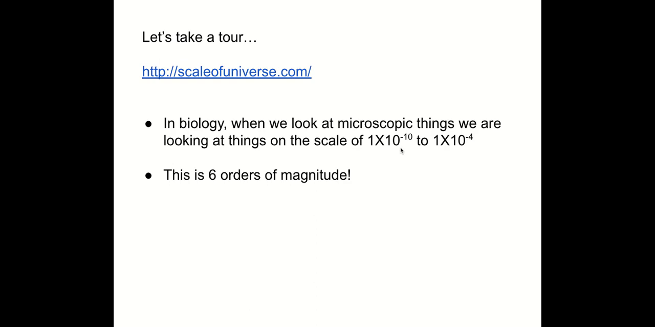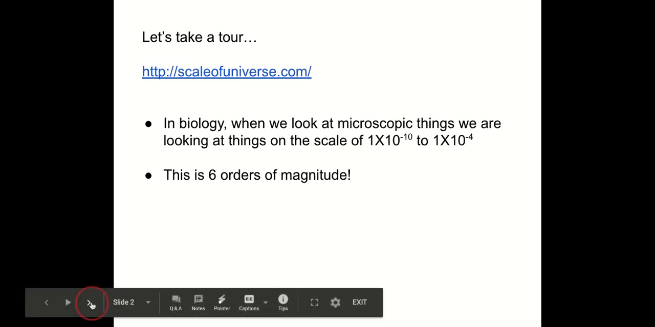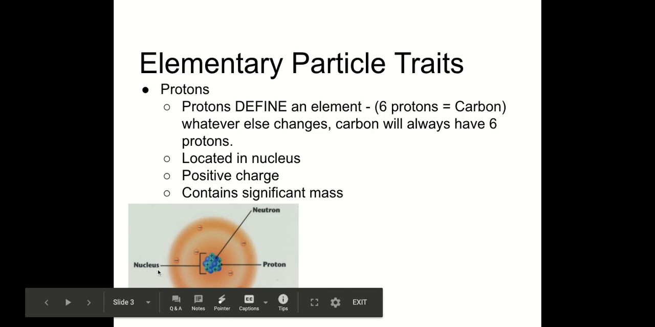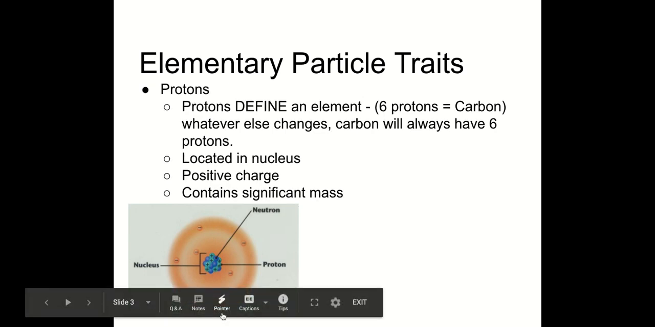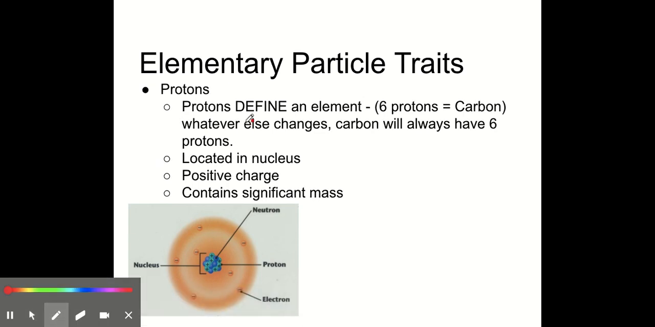So none of the things that I'm going to be talking about are visible to the eye because the wavelengths of light are too big to be affected by the things that we're talking about. So we're going to look here at elementary particles. These elementary particles define, so the first and most important elementary particle is the proton.